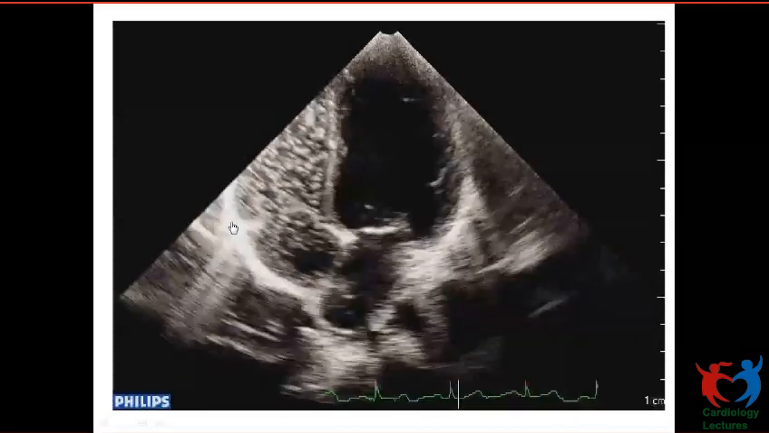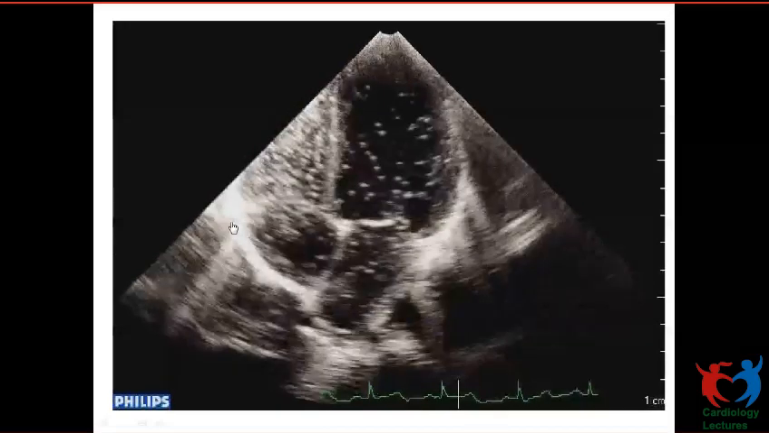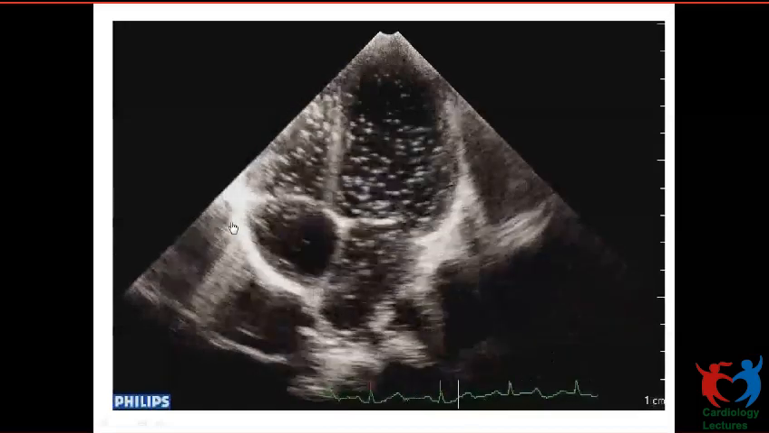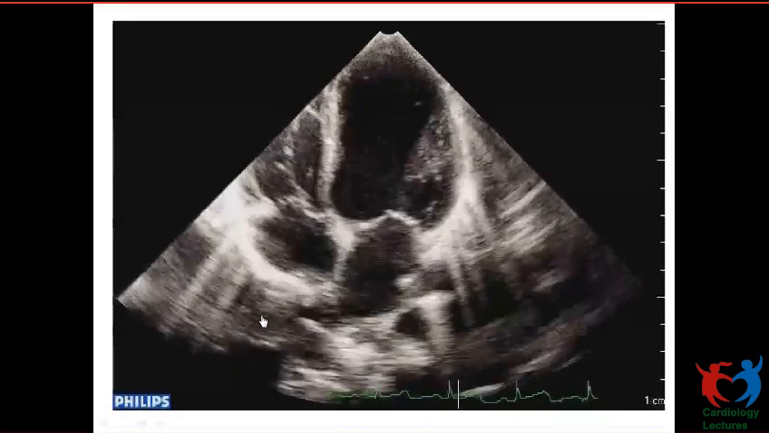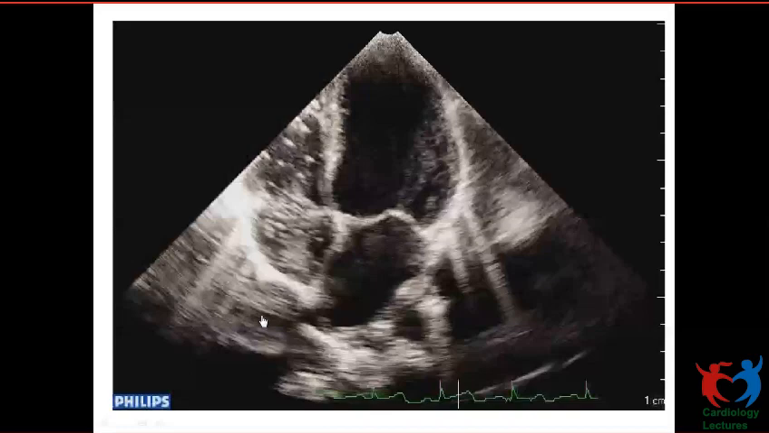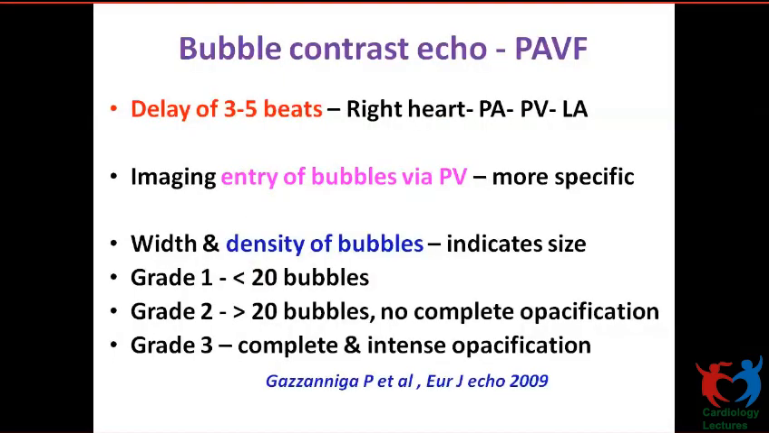1, 2, 3. Now it starts coming. So, where is it coming from? Can you make out anything? Maybe you need a better view. Pulmonary AV fistula. Yeah, it is pulmonary AV fistula. So, it comes 3 to 5 beats after. First, it has to traverse through the right heart, pulmonary artery, then go to pulmonary vein, then come to the left atrium. So, it takes 3 to 5 beats to reach the left atrium. So, with the TEE, you can image from which pulmonary vein it is coming. That will be more specific.